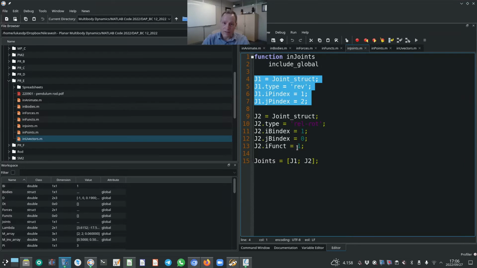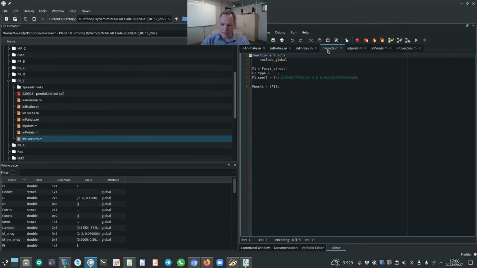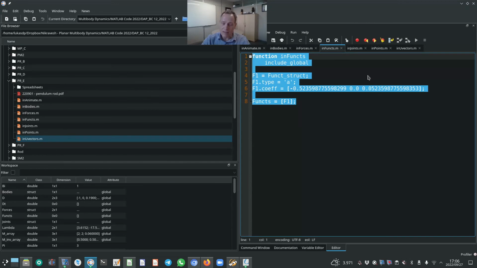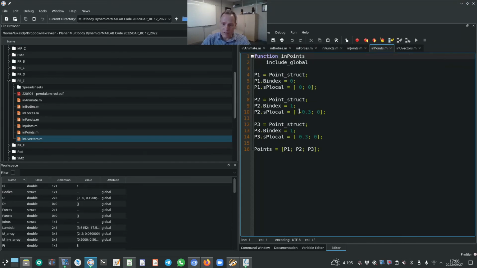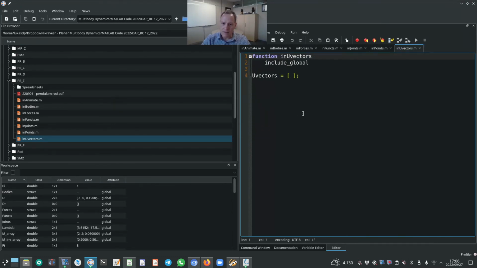I'm combining the forward dynamics and the inverse dynamics. I'm combining the two. So I've got this relative rotation joint that I've specified for the inverse dynamic analysis, and it refers to function number 1, which is exactly the same function that we had for the inverse dynamic analysis. In points is the same as before, point 1, 2, and 3, and in U vectors is an empty vector. Okay, so let's run the simulation and see what happens.